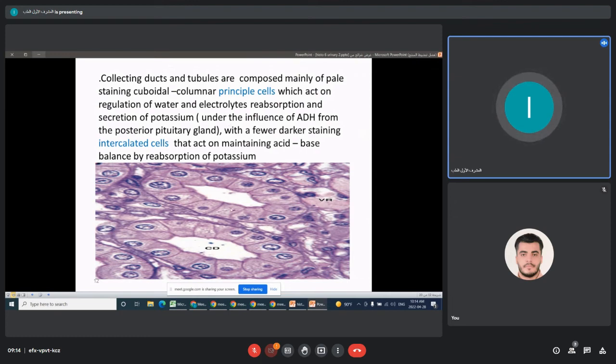In addition to principal cells, there is a smaller population of darker staining cells called the intercalated cells, and they have two major functions: maintaining acid-base balance through controlling hydrogen ion and bicarbonate, and reabsorption of potassium.